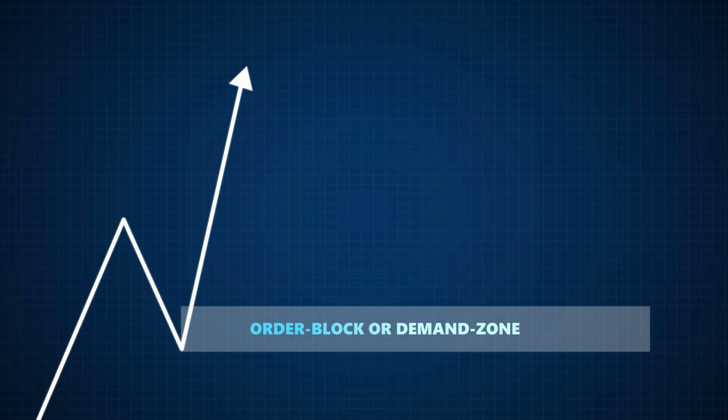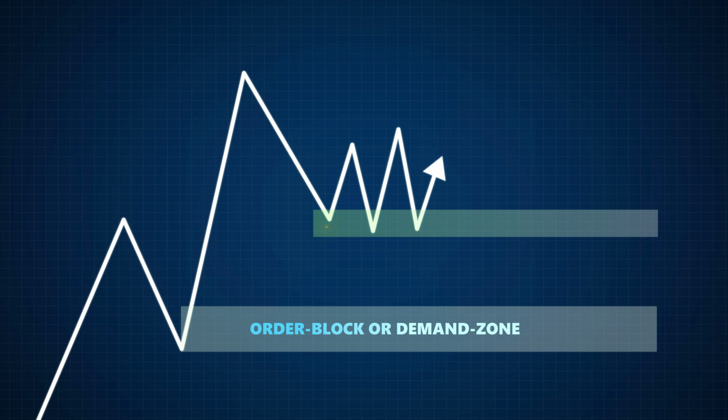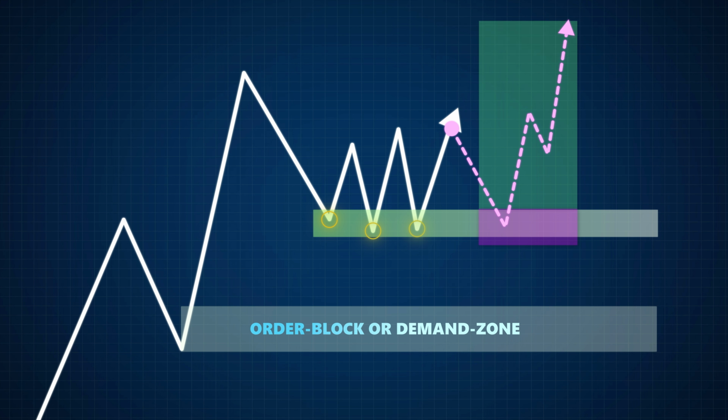Picture this. Price is trending up, leaving behind a strong demand zone. This is where the big players are waiting to buy. But instead of price immediately tapping that zone, it creates a temporary support level just above it, rejecting multiple times. Looks strong, right? But here's the trap. Retail traders see this level, assume it's a solid support, and start buying aggressively. But what they don't realize is that smart money needs liquidity to enter at better prices.